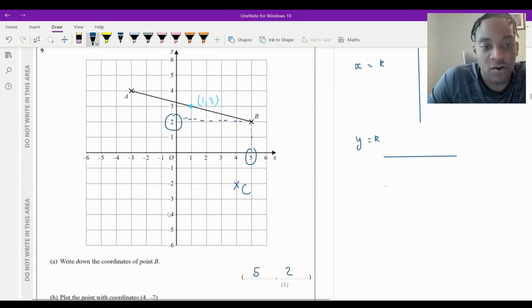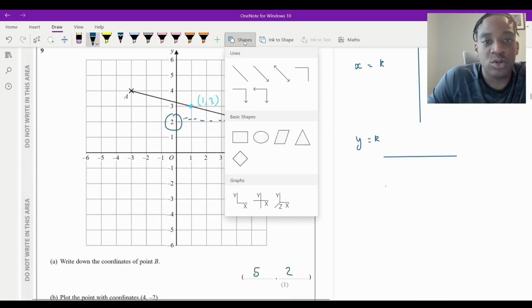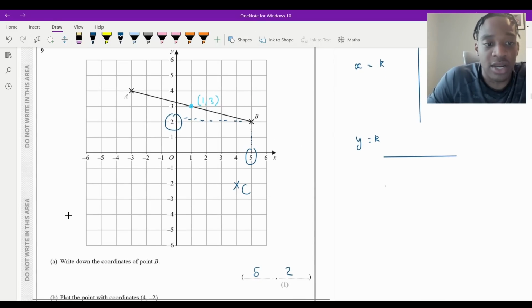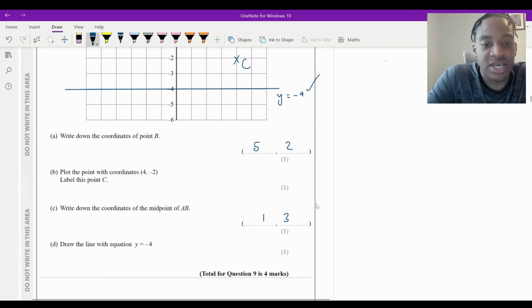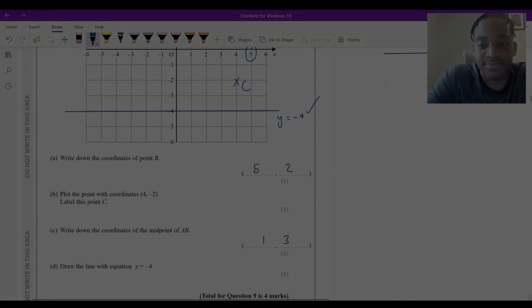So y equals -4 on our y-axis will be right here. All we're going to do is draw a horizontal line through that point, like this here. And this is going to be y equals -4. And that will be it. And that is question 9 finished.